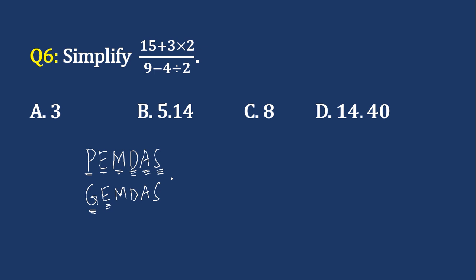Now if you look at the numerator, we have an addition and a multiplication. So we multiply first 3 and 2 before we add. So we have 15 plus 3 times 2, that's 6, over. Now in the denominator, you have division. So take note, D comes before A, or comes before subtraction or S. So we perform first division.